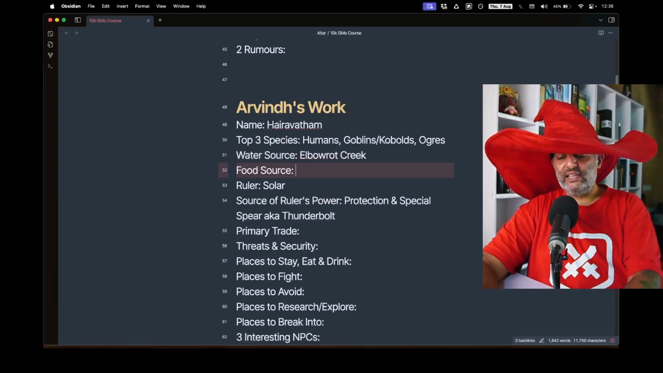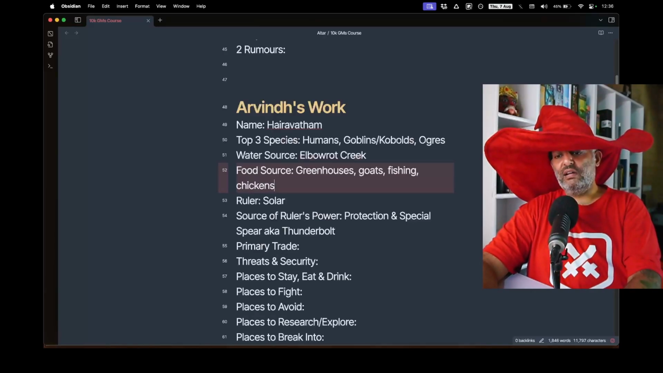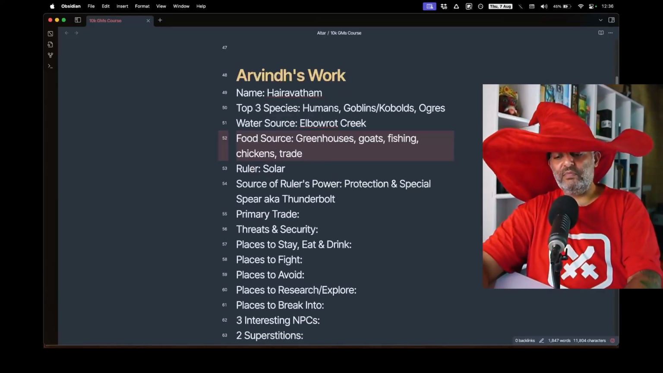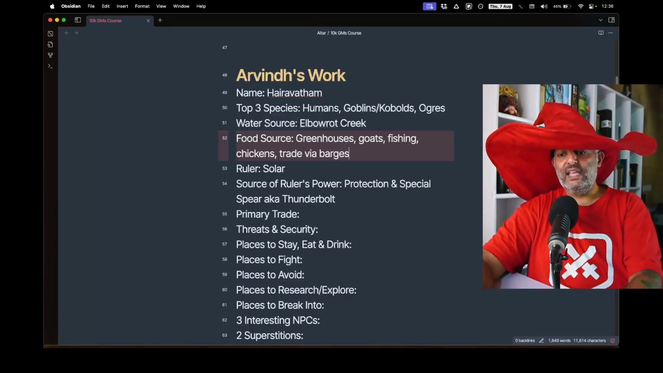Food source is, if it's going to be marshland, then they're going to be having, what are those things called, man? Greenhouses and goats. Do goats survive on marshes? I'm going to say yeah. Fishing and chickens. All right. So greenhouses are probably, and of course, trade. So they're probably going to be trading via barges, because why not? Because that's going to be something adding a lot of flavor.